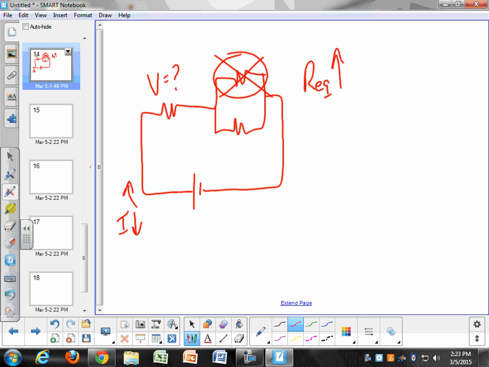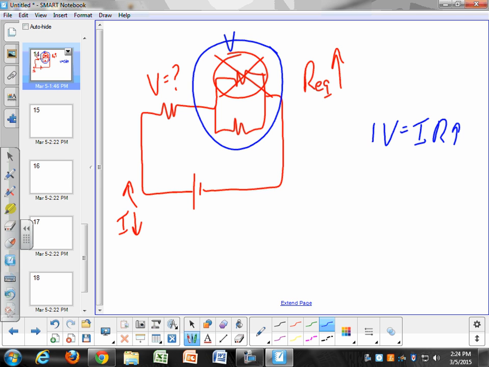So I know that this resistance right here will go up, right? So what's going to happen to the voltage across these resistors? If my resistance goes up, what's going to happen? Voltage goes up. Remember, I have V equal IR. If R goes up, V goes up as well. All right. So if this V goes up, what has to happen to this V? It has to go down, because they both have to add up to equal the voltage here.